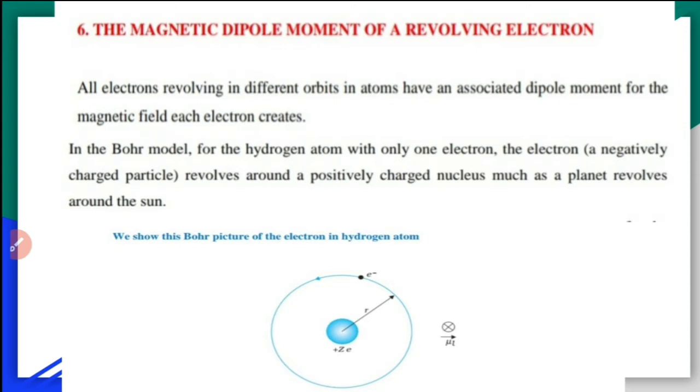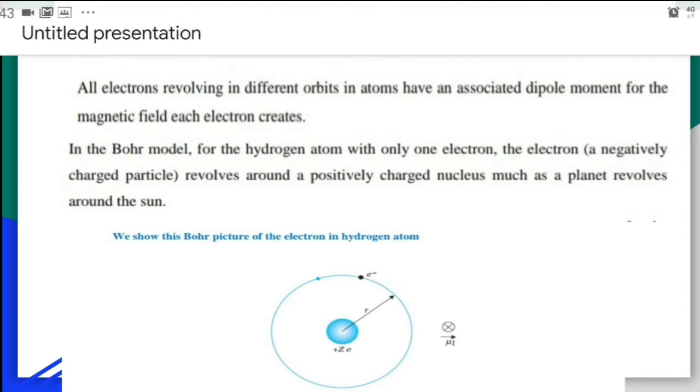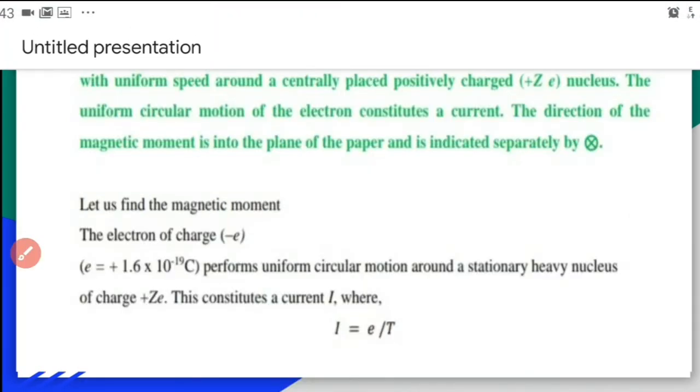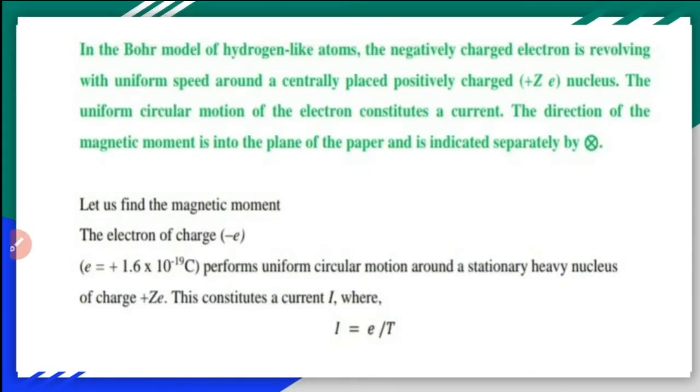When the electron revolves around the nucleus, the current produced by the revolution of the electron is in the opposite direction. In the diagram, the direction of motion of the electron is shown. So current due to that motion of the electron will be in the opposite direction. What will be the direction of this magnetic moment and angular momentum, everything we will be discussing now. In the Bohr model, we know the electron is revolving with uniform speed, and the uniform circular motion of the electron constitutes current.